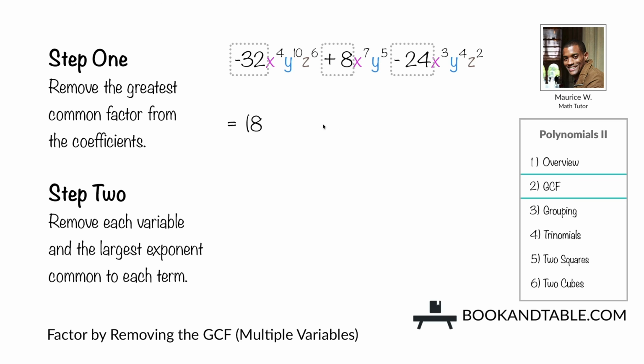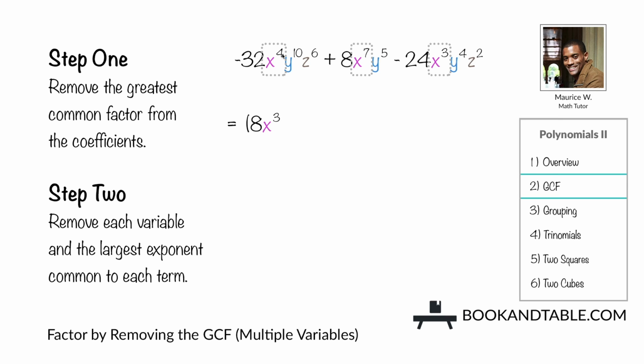So the first step, same as before, remove the greatest common factor from the coefficients. So the coefficients, we have negative 32, positive 8, and negative 24. Each of these three numbers can be divided by 8. We then take a look at our first variable, x. So the second step, remove each variable and the largest exponent common to each term. So when we look at our x's, we have x to the 4th, x to the 7th, and x to the 3rd. X to the 3rd is the largest x that we can take out of each one, since it is common in all three.